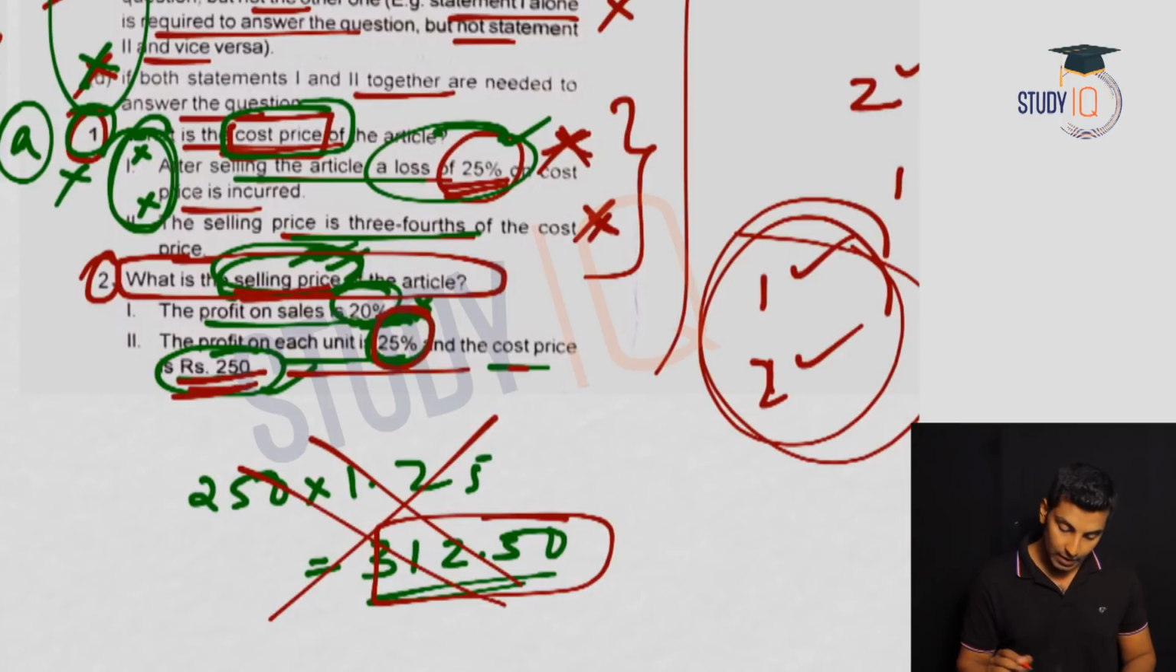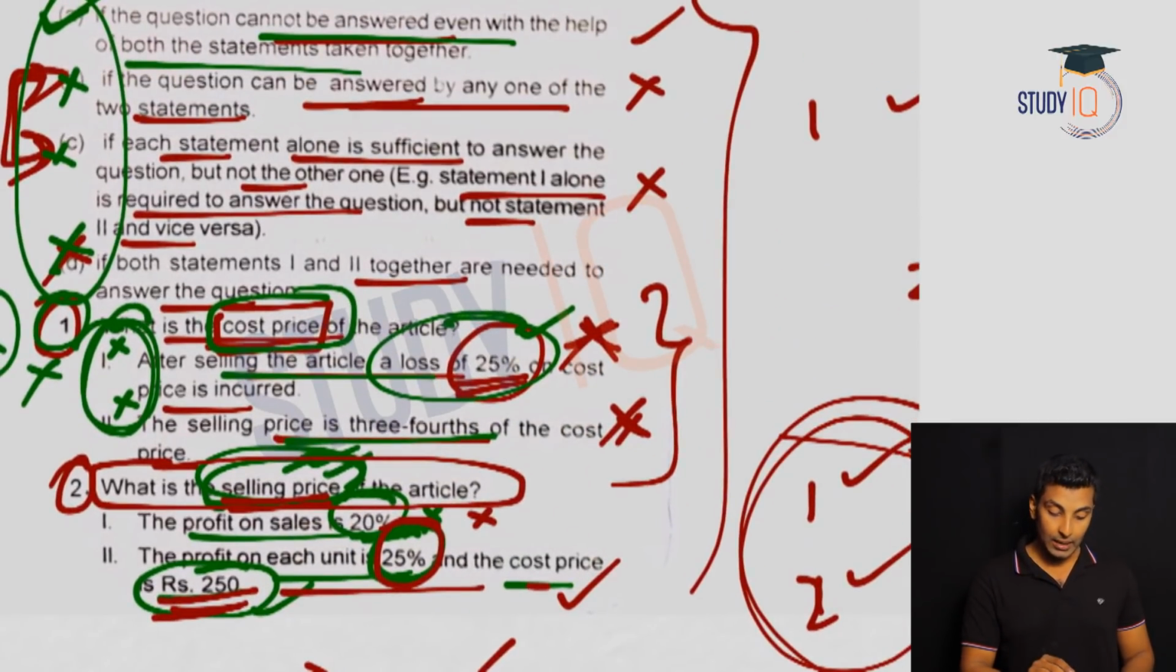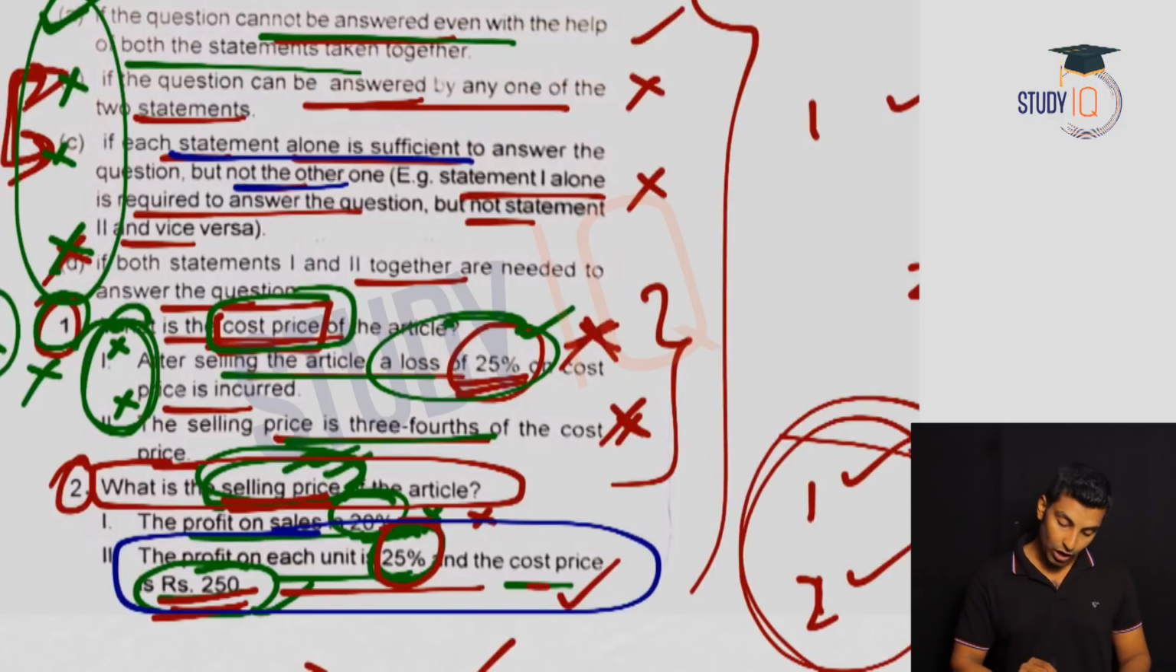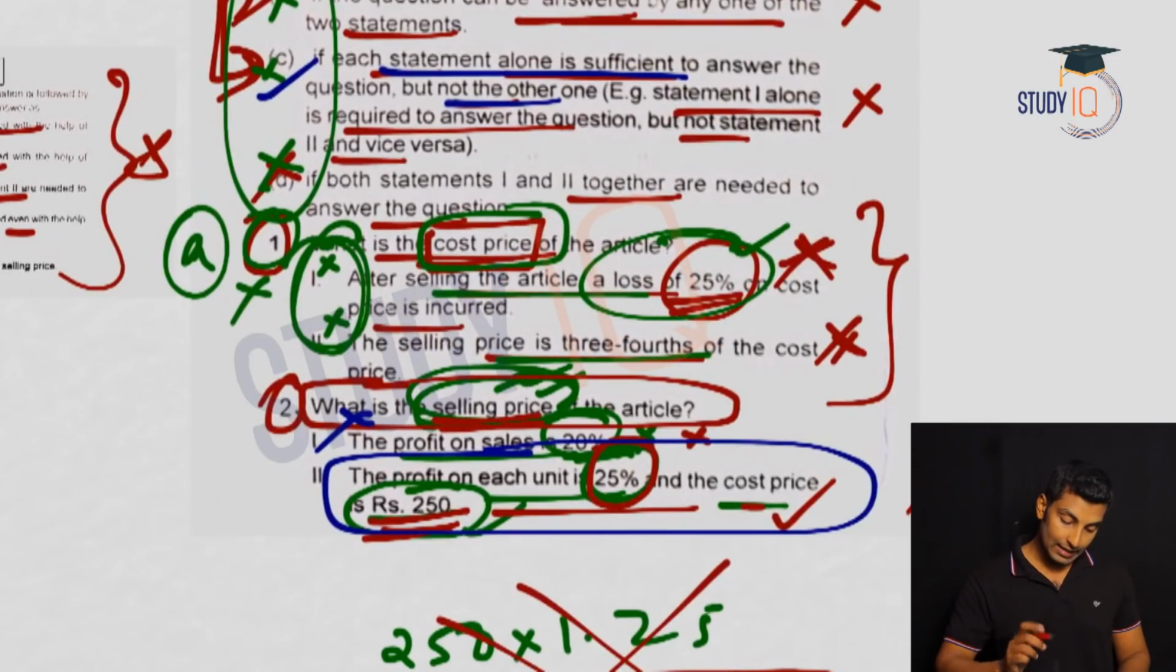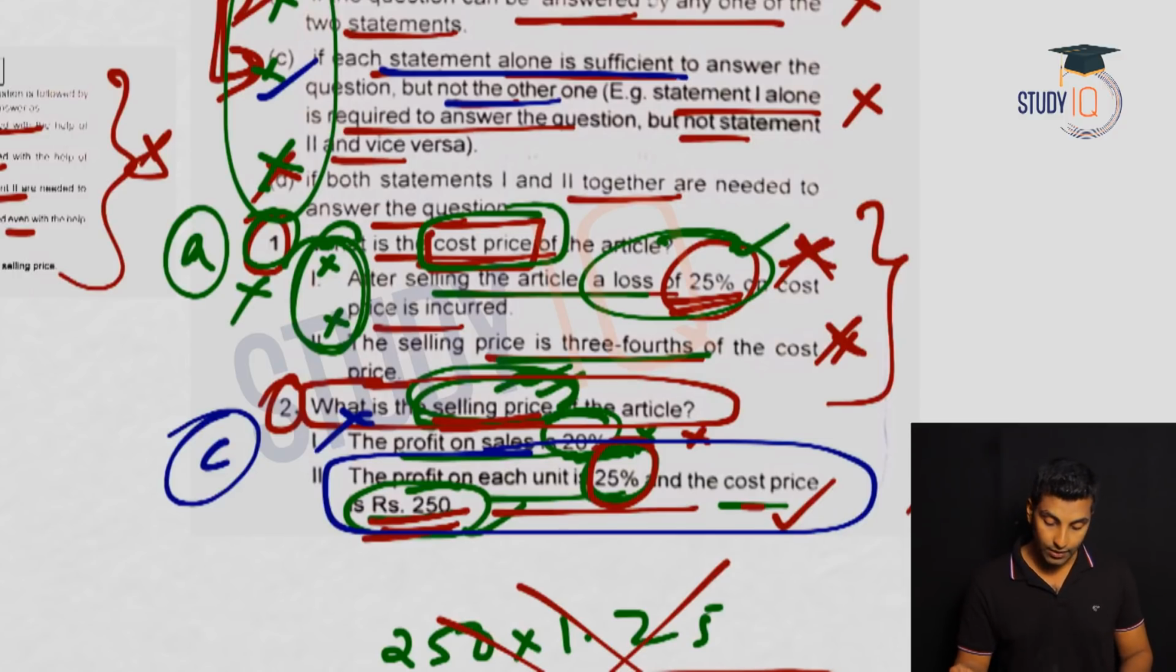The moment you see the statement, you understand that you can get the answer with it. But I understood that I cannot answer with statement 1. So which one will you pick? Answer option C. What does C say? Each statement alone is sufficient to answer the question, but not the other one. That means 2 alone is enough, but not 1. So I'll pick C as the answer choice. So the answer for the first question is A, and the answer for the second question is C.